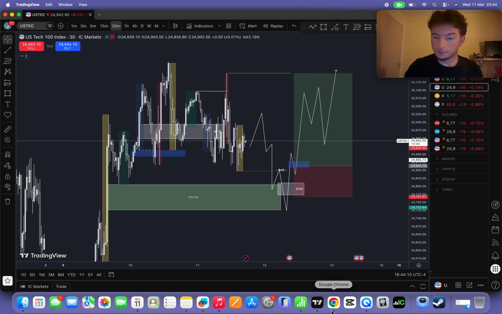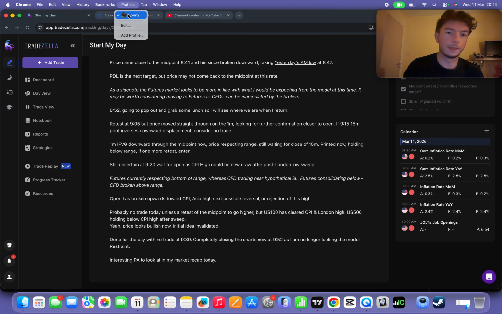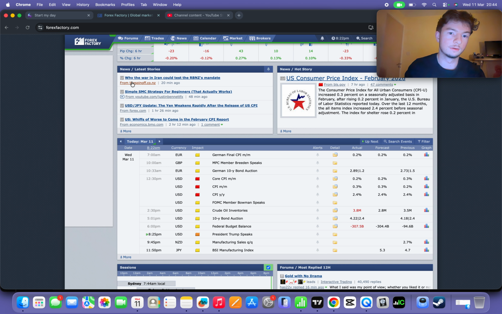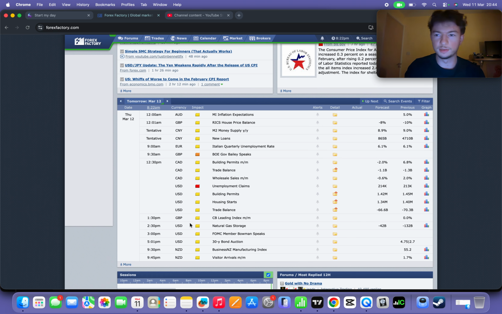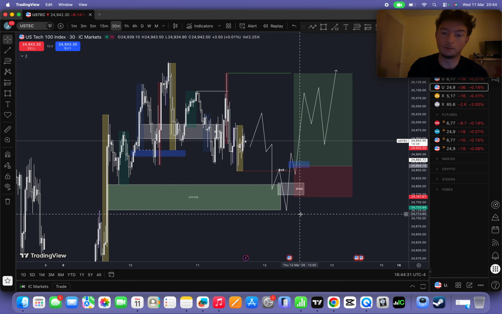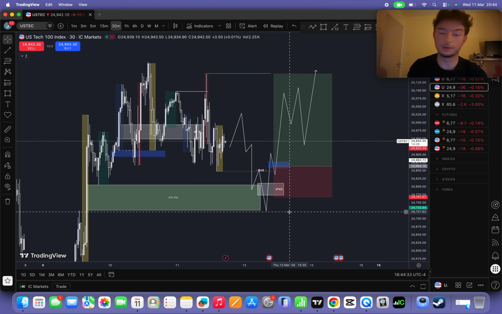I'll just check the news going into tomorrow. Let's see what we got. I think we do have some red folder, unemployment claims as usual. Granted, there's no more big news that comes up on the war. We'll just have to see. We'll wait and see. But it could be the case that I don't take any trades this week because I'm not going to trade Friday.